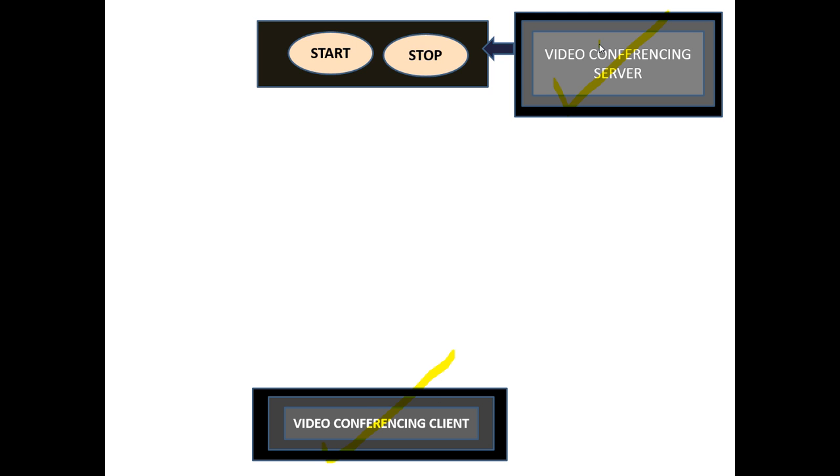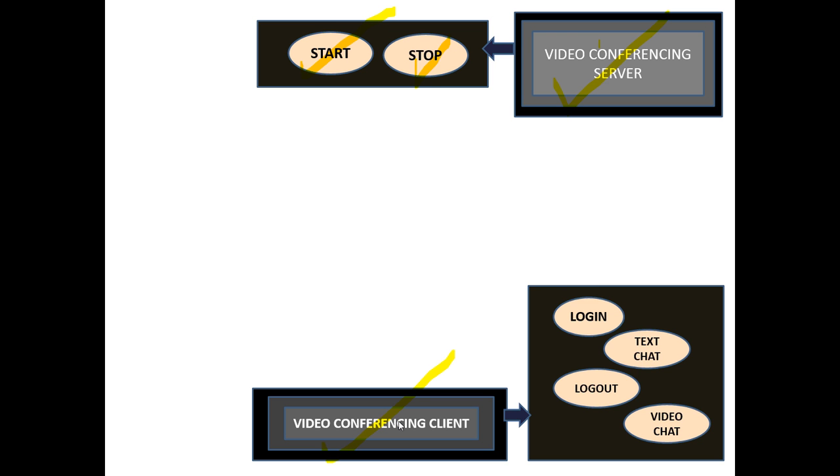So coming to the project architecture diagram, as I told you, we will be having a video conferencing server on the one end and video conferencing client on the other end. Okay, so video conferencing server will be used to implement the start and stop operation, and client will be used to implement the login, logout, text-based chat and video-based chat with respect to all the buddies online.